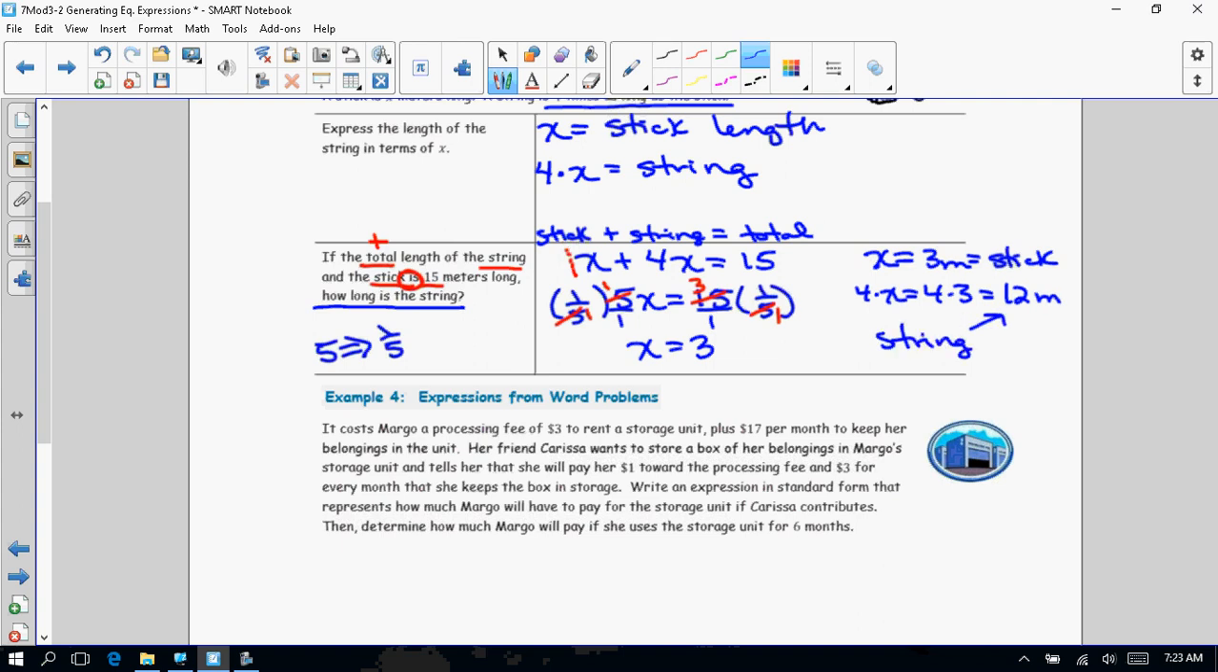So the string is 12 meters long. It's actually quite long. It's longer than the classroom. Okay, that is over 36 feet. So it's bigger than our classroom. It's a good size piece of string here.